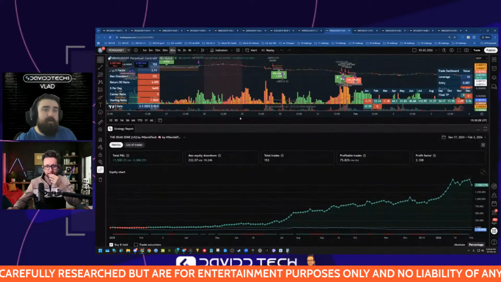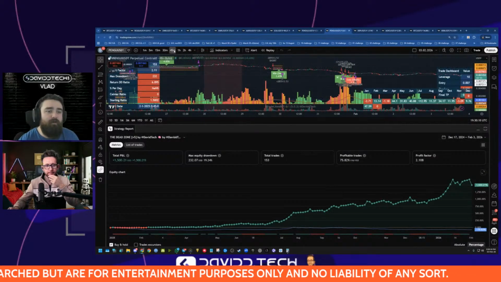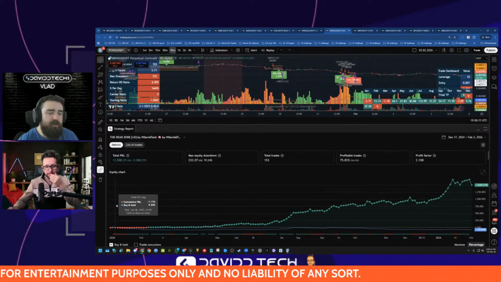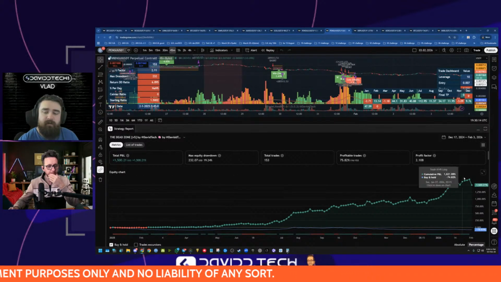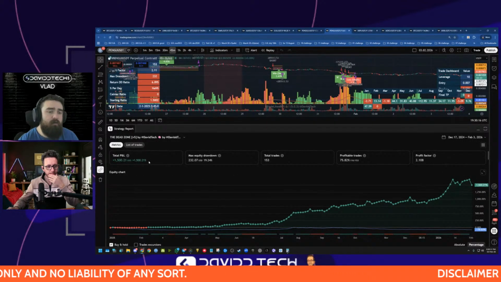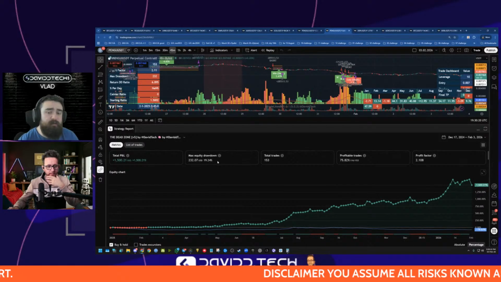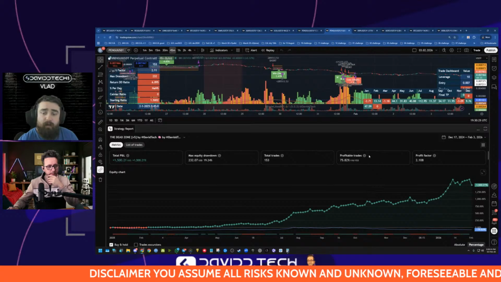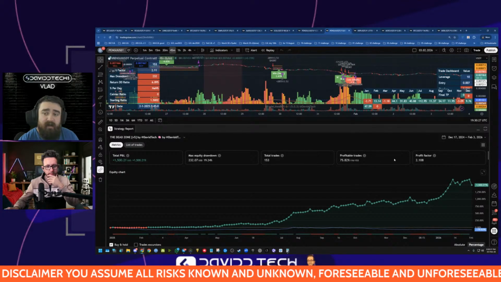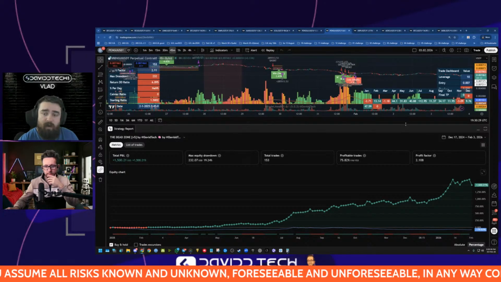Next, we have Pengu against the USDT over 45 minutes. We have the dead zone, which had a little bit of a rough start, but it did eventually go up with a performance of 1,500%, maximum drawdown 19%, total trades 153. We have the win rate of 75% and the profit factor of 2.1.